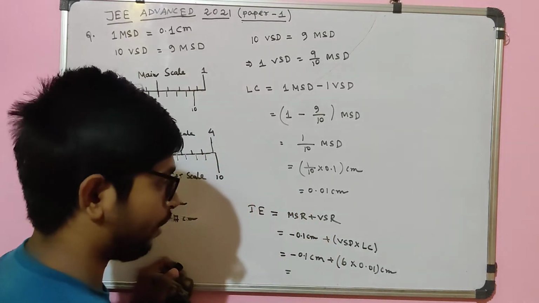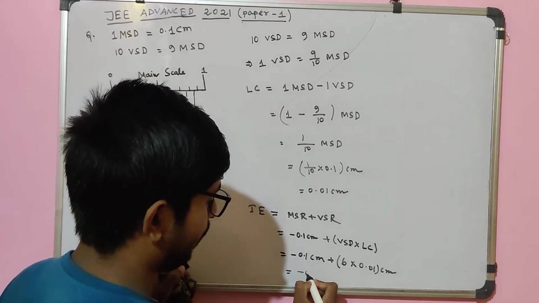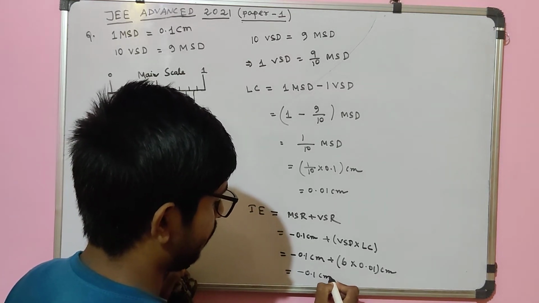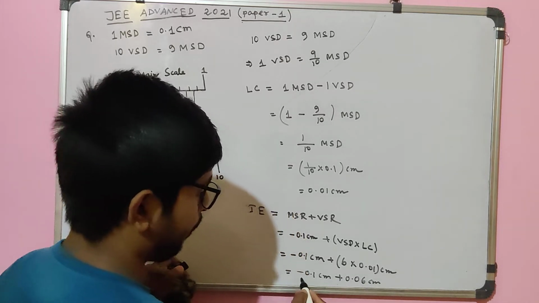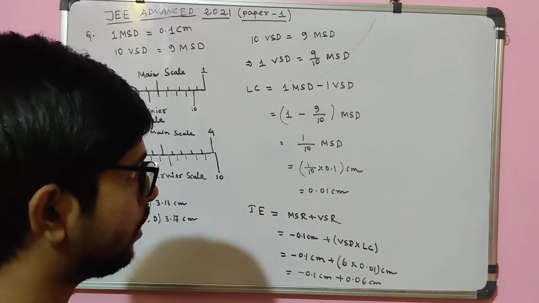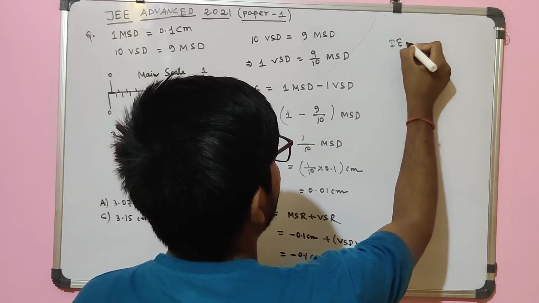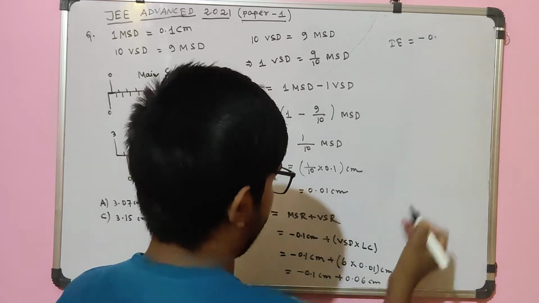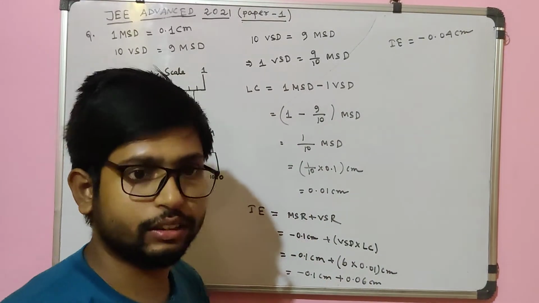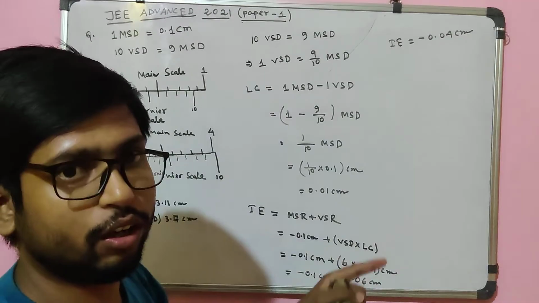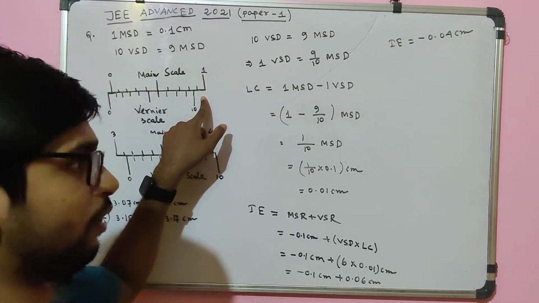Then what will be the initial error? We can see the initial error is negative, because here it is 0.1 minus 0.1 centimeters, and this is 0.06 centimeters. Then minus 0.1 plus 0.06 is nothing but, or here I can write that initial error is minus 0.04 centimeter, right? So this is the initial error of that Vernier calipers. From here I can find it easily. This is the initial error.